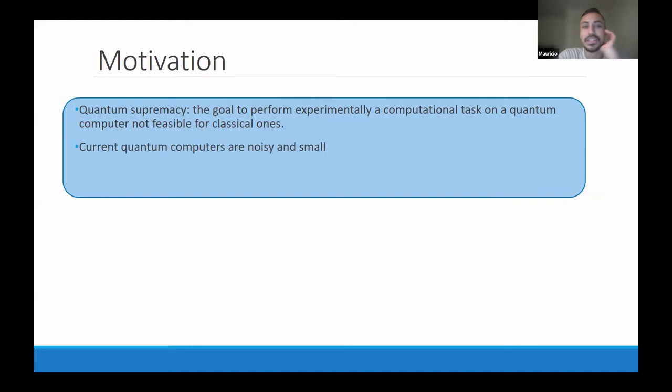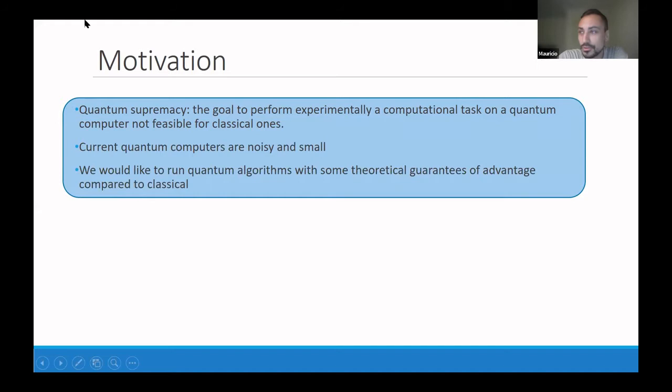Now we know that the current computers we have are very noisy, very small, and the number of qubits is very, very small. And moreover, if we were going to run an algorithm on these computers, we would like some theoretical guarantee that the algorithm we are running is actually infeasible for classical computers.